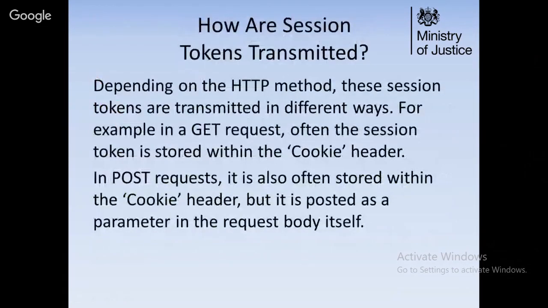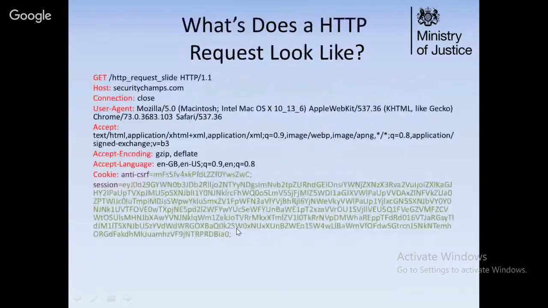Right. So now we get onto how a session token is transmitted. Depending on the method, these session tokens are often transmitted different ways. For example, in a GET request, often the session token is stored within the cookie header. In POST requests, it's often stored within the cookie header as well, but it can also be posted in the parameter of the body itself. So if you go back to the request, this is the header. In a POST request, you might have some data here that contains the cookie as well.